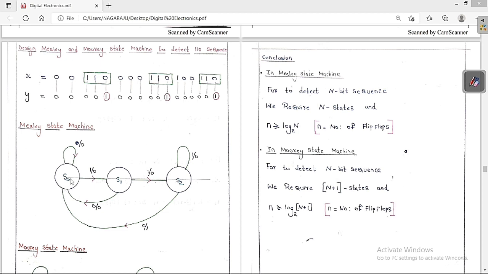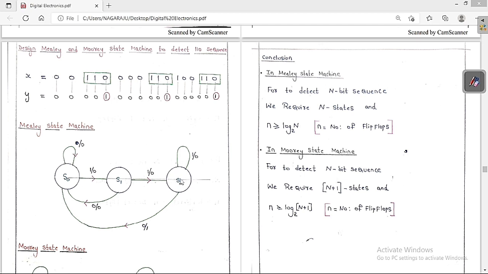Listen carefully. Suppose this is state 0, state 1 and state 2. For the state 0, if the input is 0, the output should be equal to 0. If the input is 1, the output should be equal to 0, and it has to move to state 1. Similarly for the state 1, if the input is 0, the output should be equal to 0 and it has to go back here. Otherwise, if the input is equal to 1, it has to go to the next state with the output of 0.